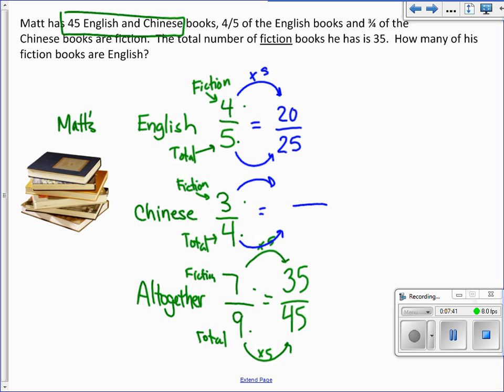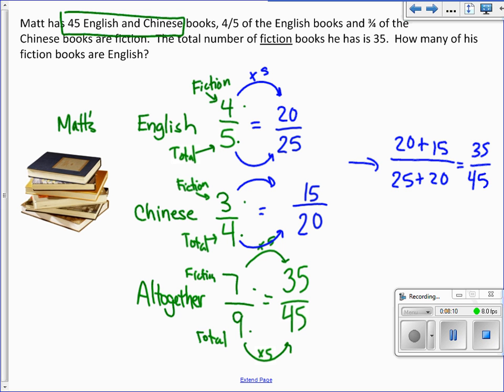So how many Chinese fiction books do we have if we know it's a times 5 relationship, Jack? 15. 15 out of how many total Chinese books, Jack? 20. Now do we have the right amount of each kind of book? Yep. We've got 20 plus 15 fiction books, and we've got 25 plus 20 total books, which is our 35 out of 45 that we were looking for.